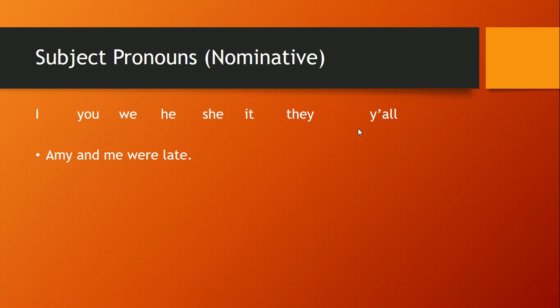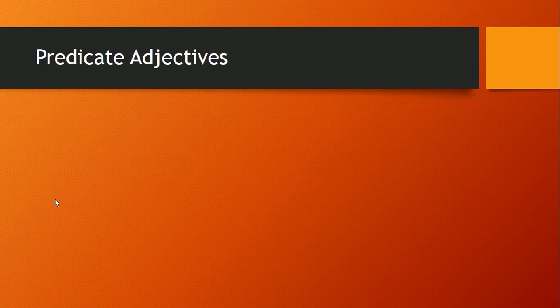Okay, Amy and me were late. Now we have a problem. The problem: take out the other person, take out Amy. Me were late. Well, the verb doesn't fit anyway. I were late sounds a little bit better, and that's because I is the subject of this sentence, and it does need to be a subject pronoun or a nominative pronoun. Amy and I were late. In that case, that is correct. I was late would be correct. Notice I did have to change the verb with that. Were doesn't work when I write it by itself. So the verb has to be conjugated, but still that trick works.